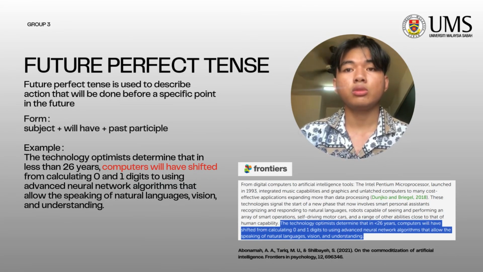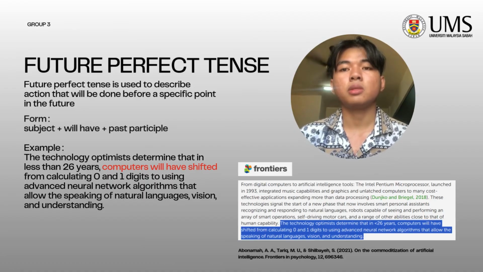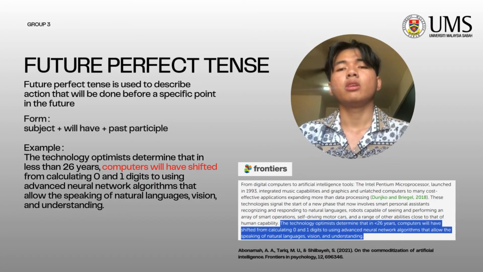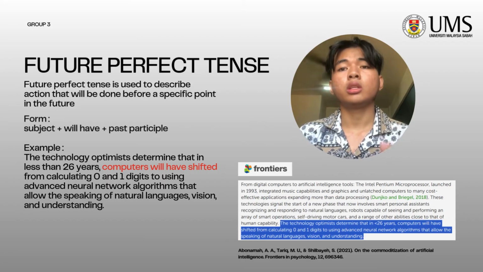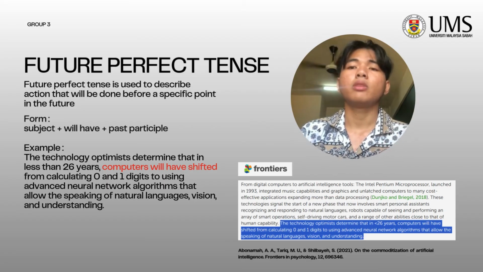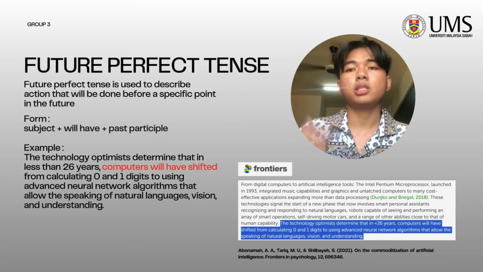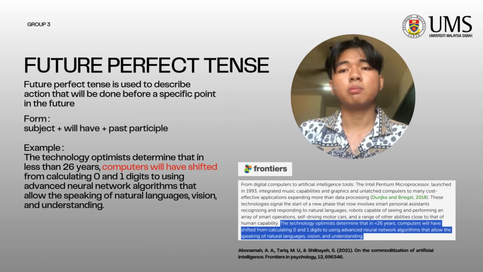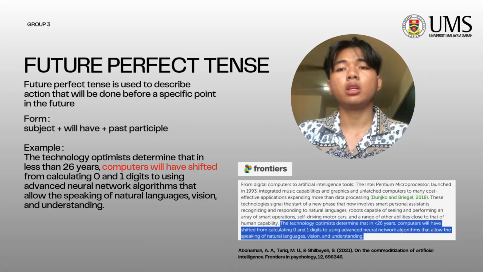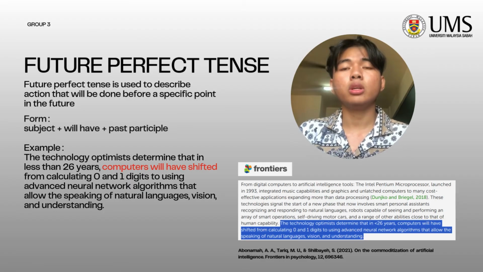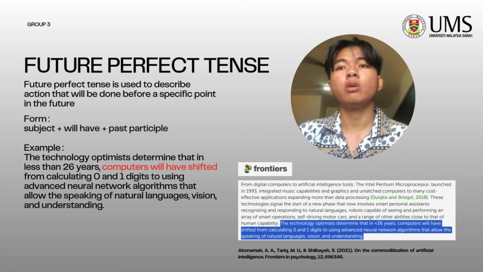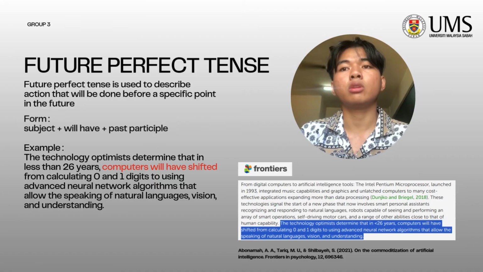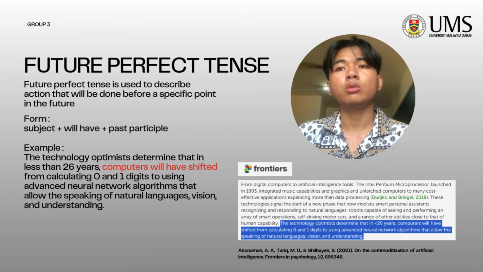Future perfect tense is used to describe an action that will be done by a specific point in the future. It has a bit more unique form than the other two tenses that I have explained, which is subject plus will have plus past participle. The example that I've given to explain this tense is, the technology optimist determined that in less than 26 years, computers will have shifted from calculating 0 and 1 digits to using advanced neural network algorithms that allow the speaking of natural language, vision, and understanding.